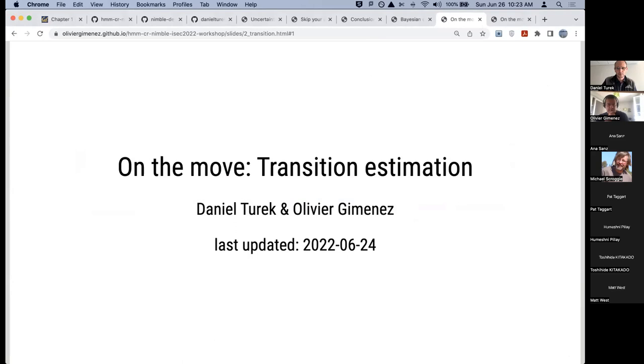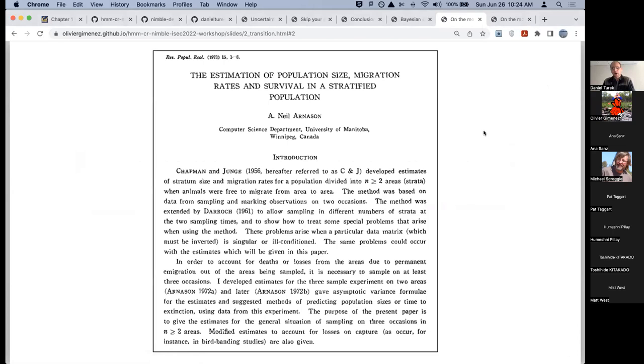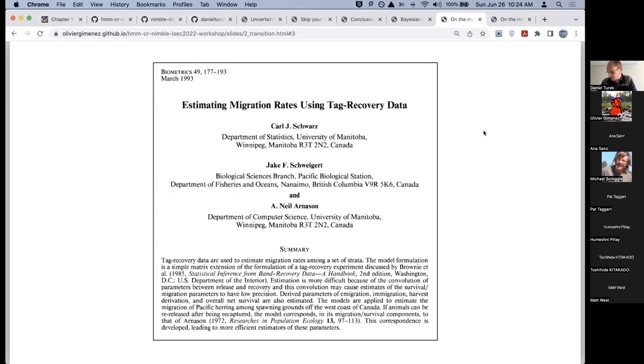Okay, so transition estimation. Like I said, we're gonna look at some more complicated HMM models now, and also some live demos as well. So what can we do with these? We're gonna look in particular at multi-site and multi-state models in this session. And this paper right here, 1973, and also the following one, decades later, 1993, were actually the first to formulate these sort of multi-site HMM models in the context of capture-recapture.